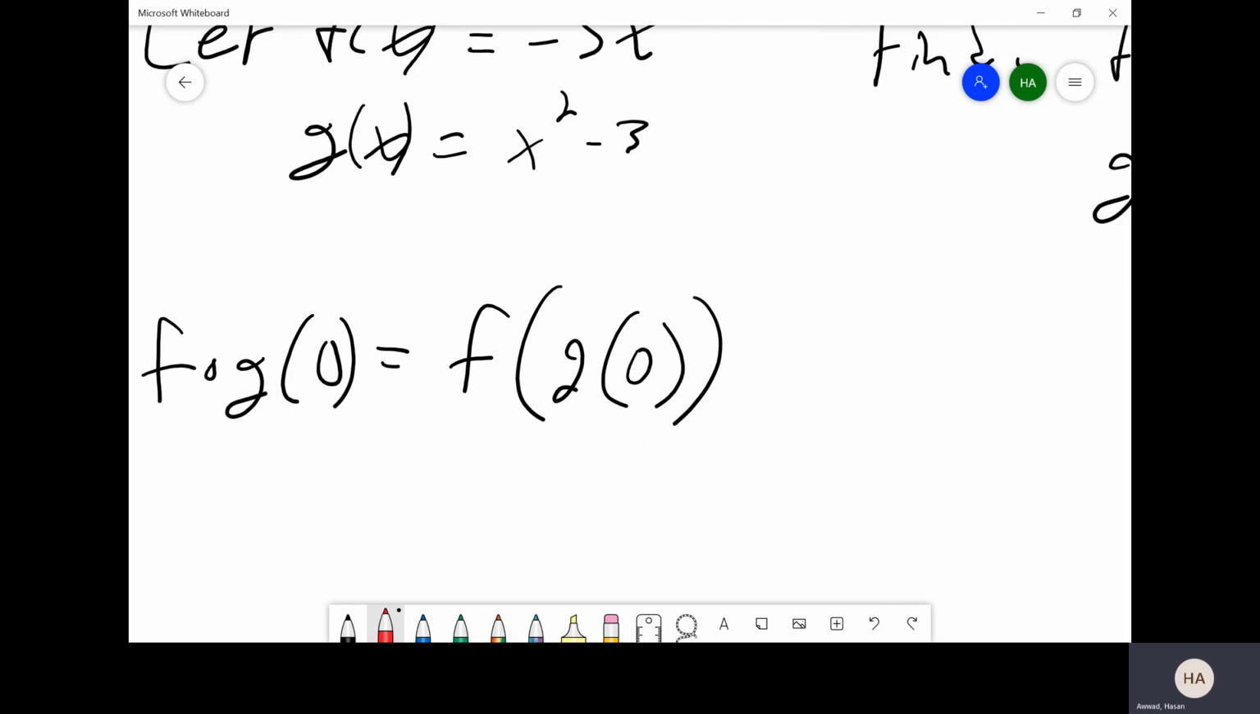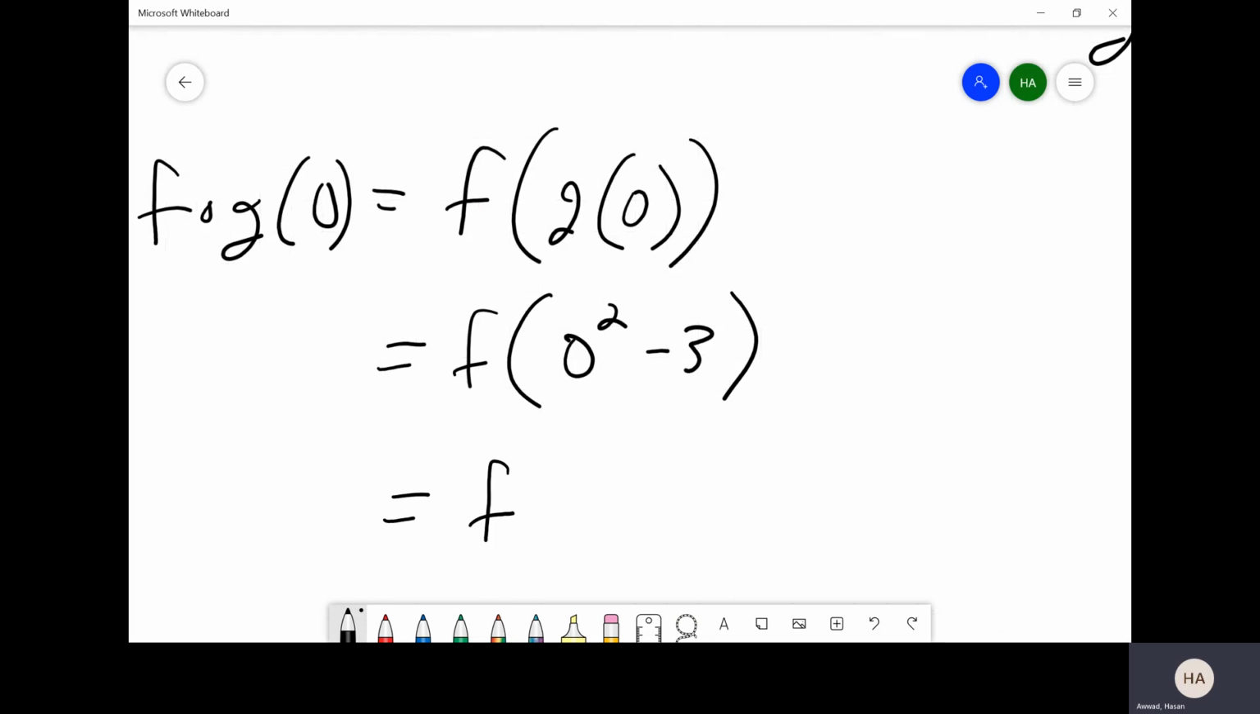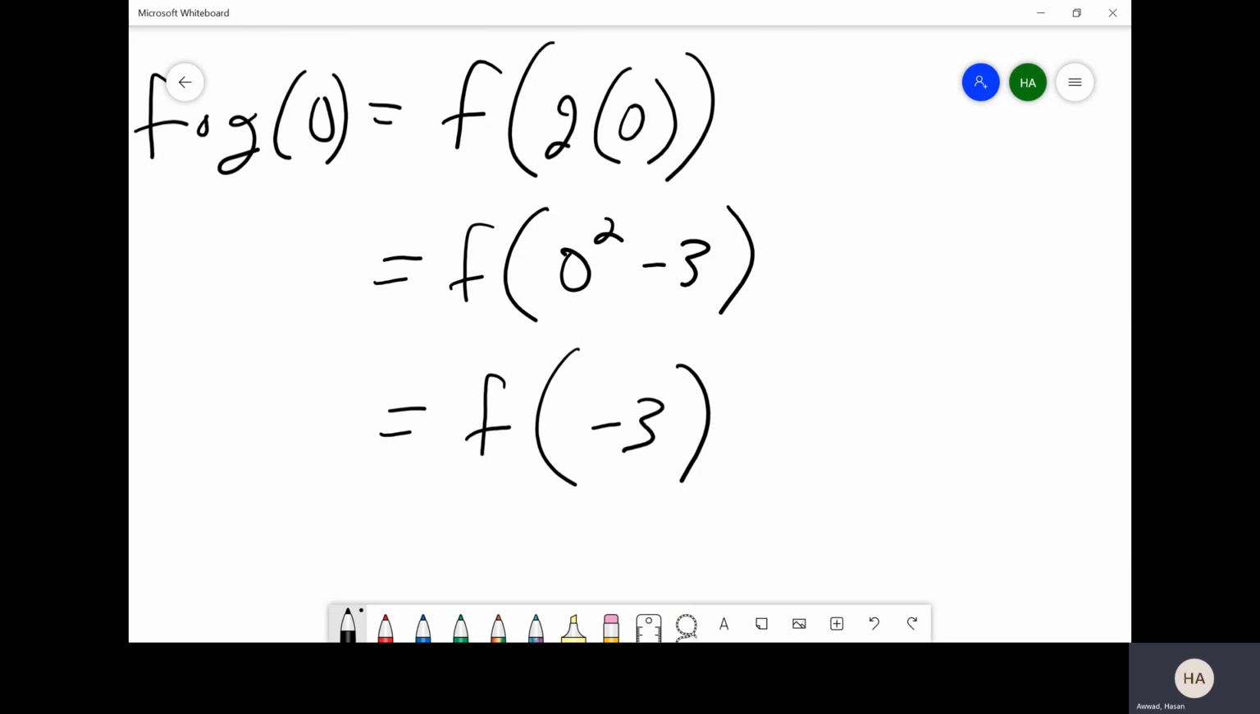Okay, so what this tells us is we're going to have f composed with x squared minus 3. Wherever there's an x, you're plugging in your input 0, right? So we have 0 squared minus 3, and we're going to keep that f on the outside. 0 squared is just 0, minus 3, so we just have negative 3. And now notice we're left with a number again, right? We're left with a new input. We started with 0, but 0 as an input spat us out negative 3 when we plugged it into g. And now that we have negative 3, we're going to plug this new input into f.